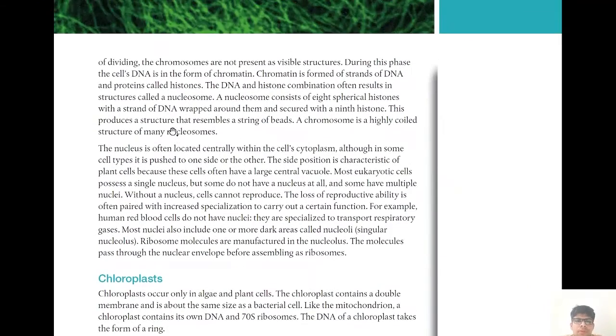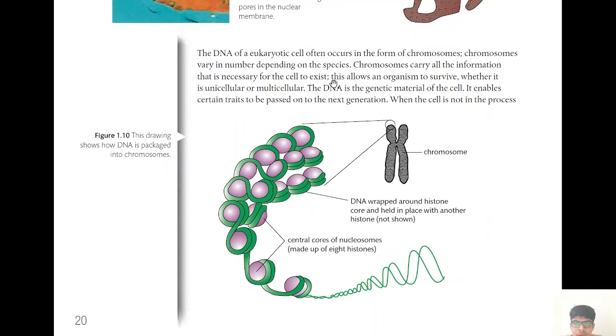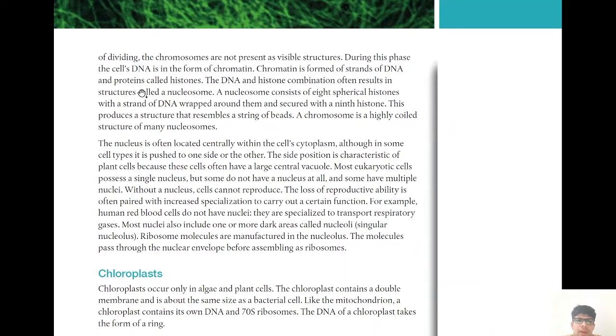Now, when the cell is not in the process of dividing, the chromosomes are not present as a visible structure. During this phase, the cell's DNA is in the form of chromatin, and the chromatin is formed of strands of DNA and proteins called histones. The DNA and histone combination often results in a structure called the nucleosome. The nucleosome consists of 8 spherical histones with a strand of DNA wrapped around them and secured with a ninth histone. This produces a structure that resembles a string of beads. A chromosome is a highly coiled structure of many nucleosomes.